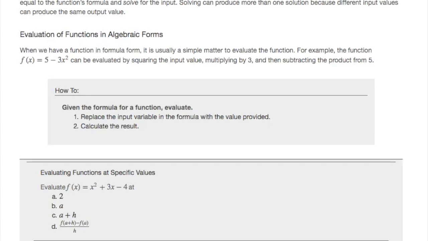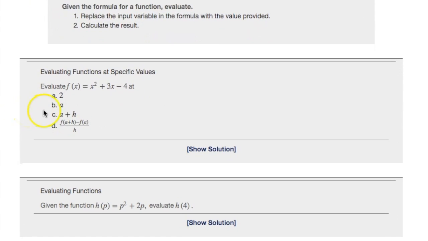Now we are going to look at examples of functions as well as finding input and output values of a function. So let us look at this function here. f of x equals x squared plus 3x minus 4. We would like to input these things, choices A, B, C, and D, into this function and see what the output would be.